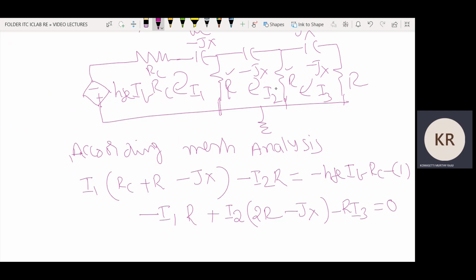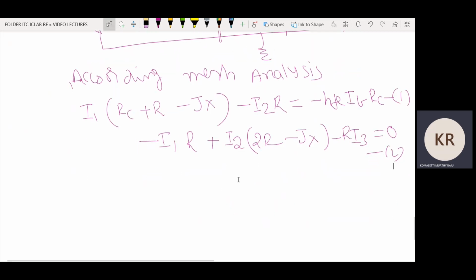This R is common to the second loop and third loop. Already the R value is included in the second loop current I2. Therefore, the remaining current is I3. That is the reason here we use minus R into I3. Similarly, this R value belongs to the second loop and first loop. This R value is included in the second loop current, the remaining first loop current is I1. That is the reason here minus I1 into R.